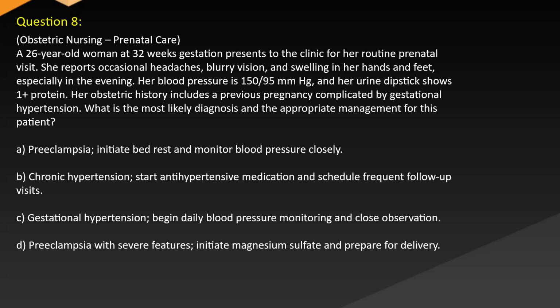A. Preeclampsia. Initiate bed rest and monitor blood pressure closely. B. Chronic hypertension. Start antihypertensive medication and schedule frequent follow-up visits. C. Gestational hypertension. Begin daily blood pressure monitoring and close observation. D. Preeclampsia with severe features. Initiate magnesium sulfate and prepare for delivery.